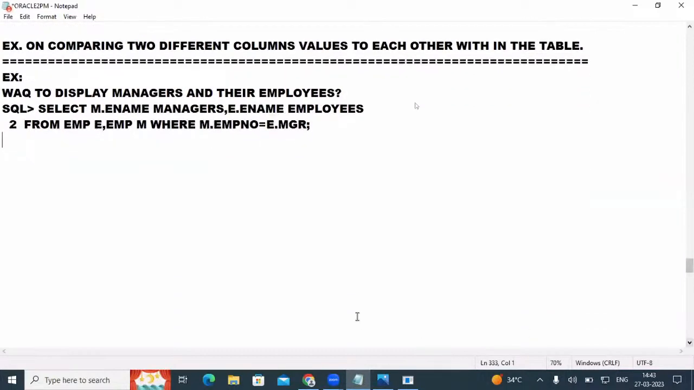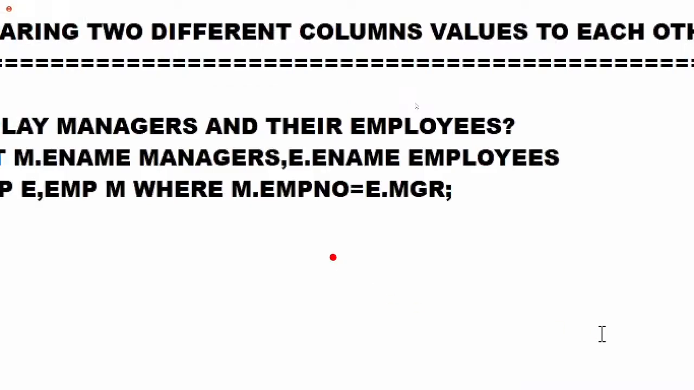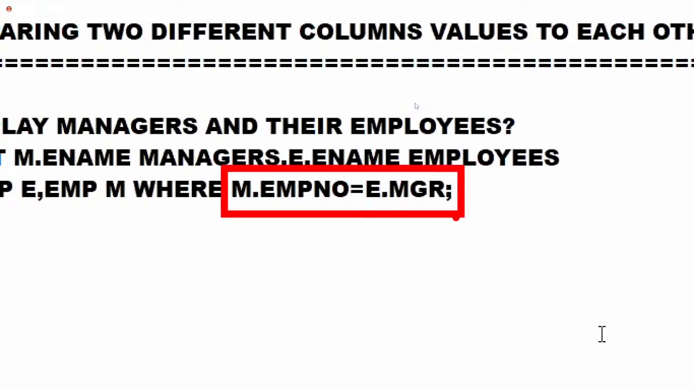Now in this, my question, observe carefully. What is my question? Here is my join condition, can you see here? This is called a joining condition. In this joining condition, how many columns am I using? 1 column or 2 columns?